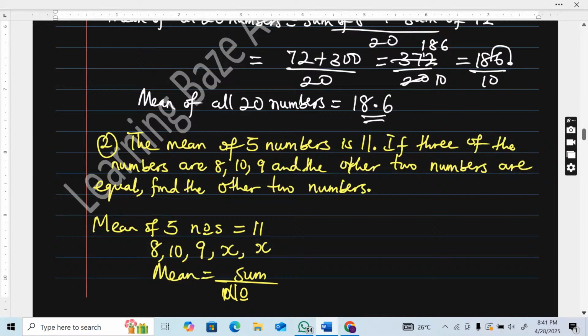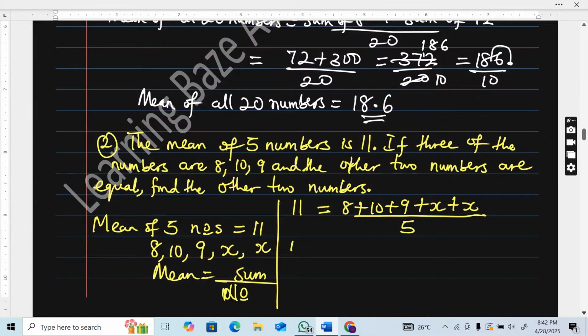Now, I'm going to continue right up here. Instead of writing mean again, since the mean of 5 numbers is 11, you replace mean with 11, equals the sum 8 plus 10 plus 9 plus x plus x, all divided by how many numbers? 5. Now we have 11 is equal to 8 plus 10 is 18. 18 plus 9 is 27. Plus x plus x is 2x, all over 5.